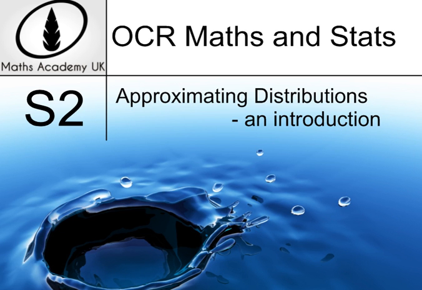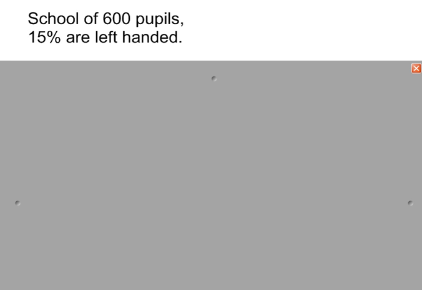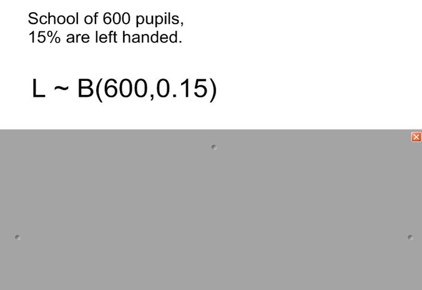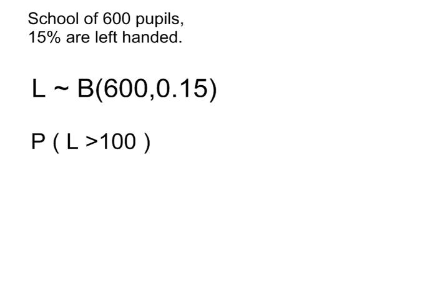An introduction to approximating probability distributions. In a school of 600 pupils, 15% are left-handed. We can model the number of left-handed pupils using a binomial distribution. We want to calculate the probability that more than 100 pupils are left-handed.